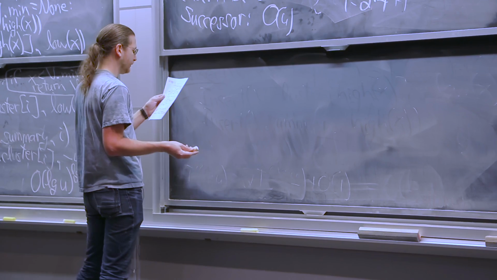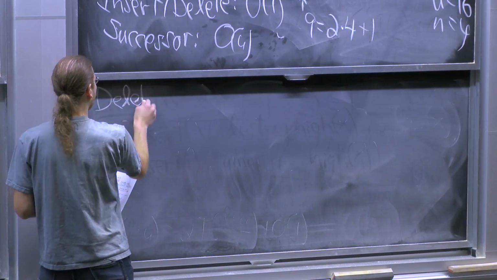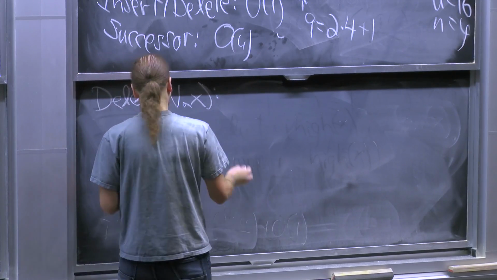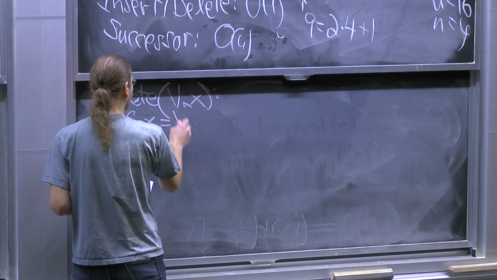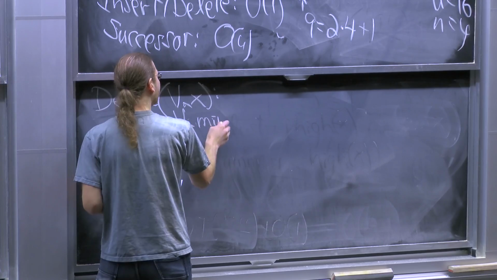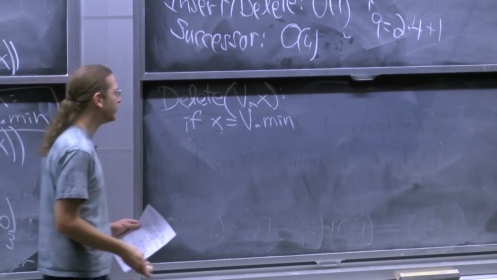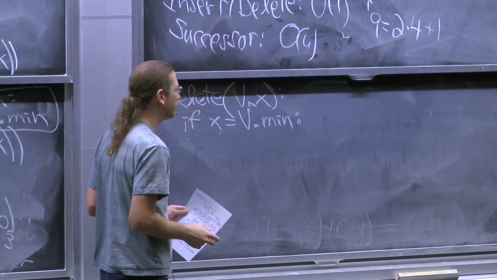It's a little bit long. Maybe I'll start with a high-level picture, sort of the main cases. Deleting the min is a little bit special, as you might imagine. That element is different from every other element. So if x equals min, we're going to do something else. But let me specify that later.